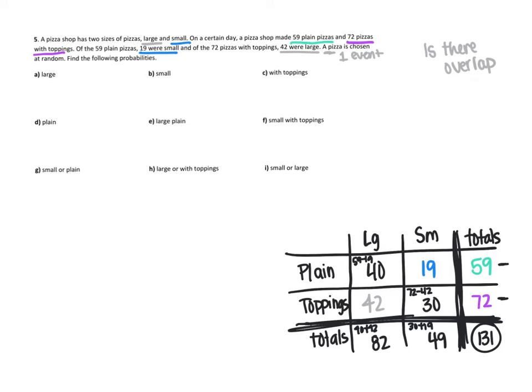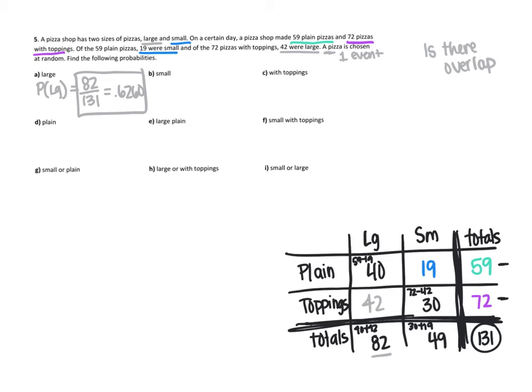There's no "or," so I'm just doing a basic probability. The probability of being large, I don't care if it has toppings or not. So I'm going to come down to this total. It's going to be 82 out of the 131 pizzas that were made. 82 divided by 131 gives me 0.62595, so that's going to be 0.6260. And 82 out of 131 is my most reduced form of the fraction.